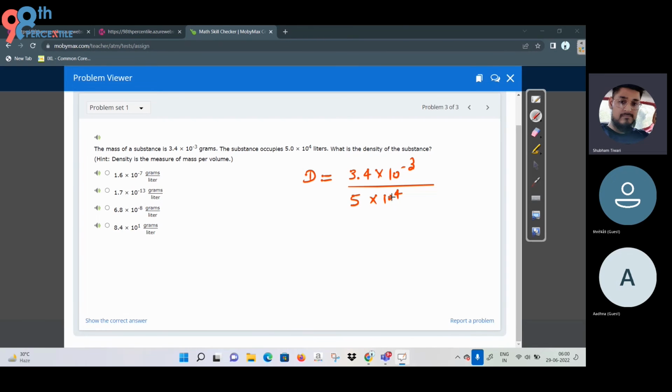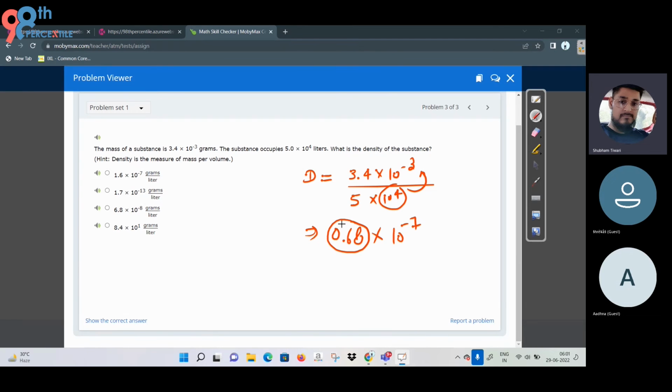First of all, you will do 3.4 divided by 5. How much will you get? I think it is 0.68, you are getting. Yeah. And this 10 to the power 4 will move to the numerator. That will be 10 to the power negative 7.